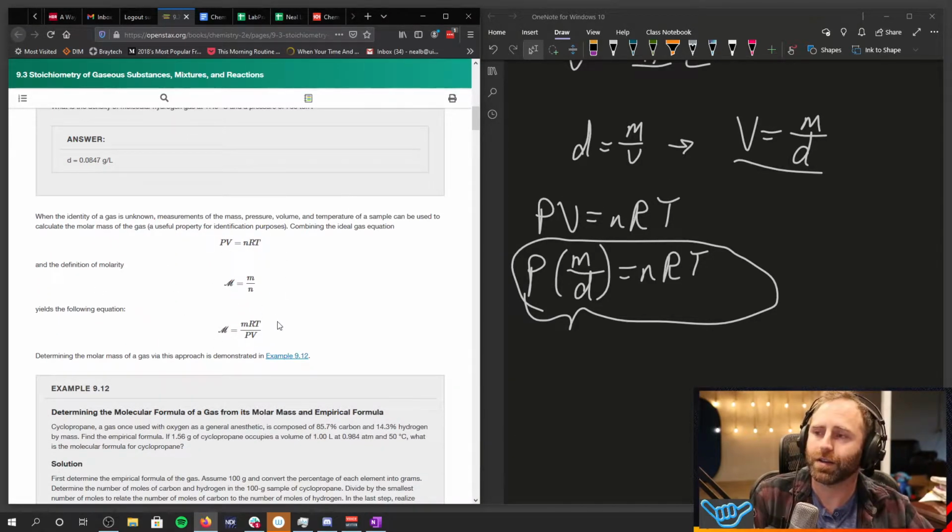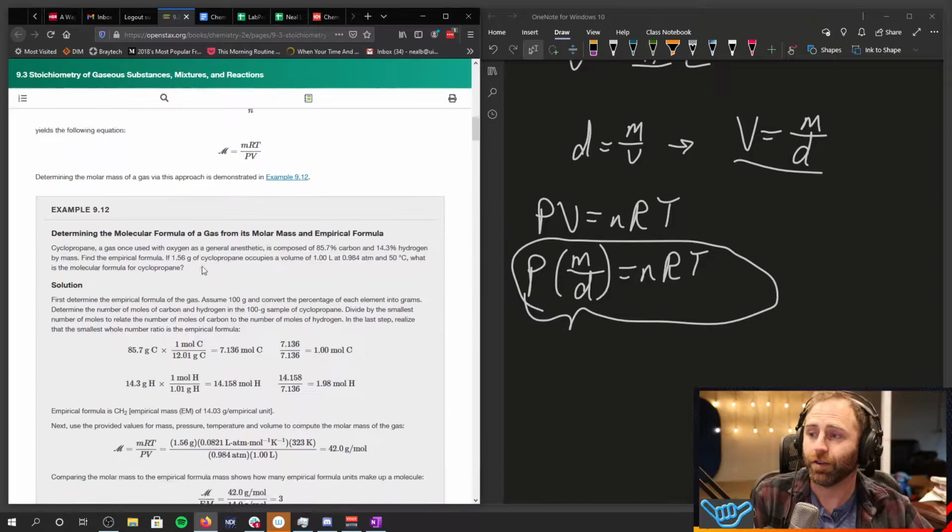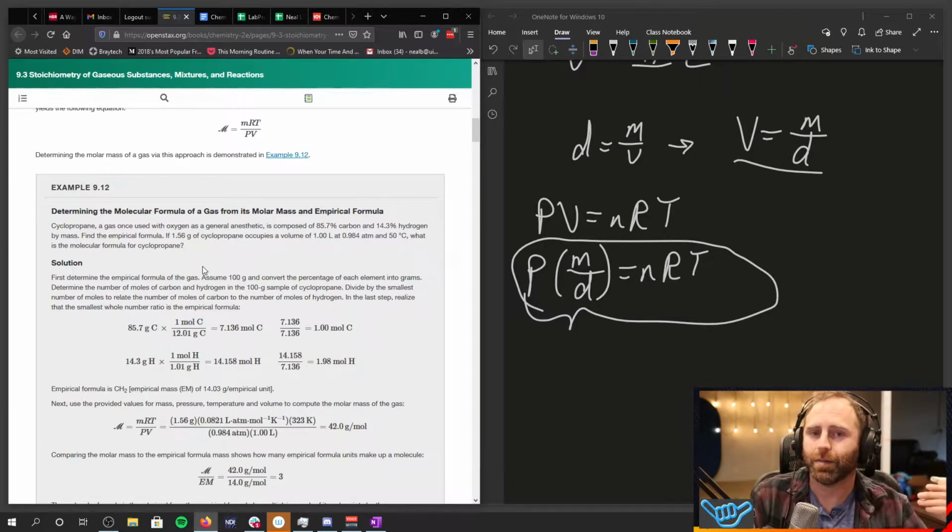Down here, they just rearranged that equation yet again, the PV equals nRT, to show you how you can continue to manipulate this. It turns out that the gas law chapter here is really a combination of the concepts used in chapters 1 through 4. So for example, when we're talking here about 9.12, determining the molecular formula of a gas from its molar mass and empirical formula, you have to remember what molar mass is and how it's different from empirical formula for this problem to make much sense to you.